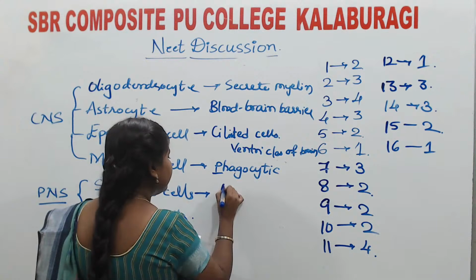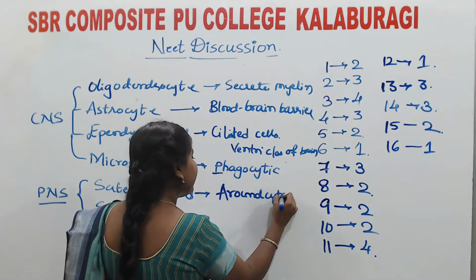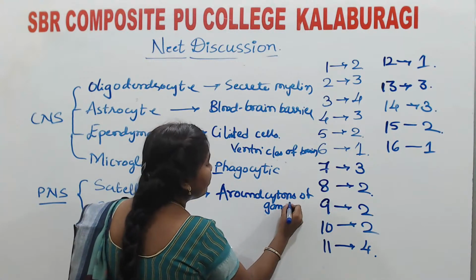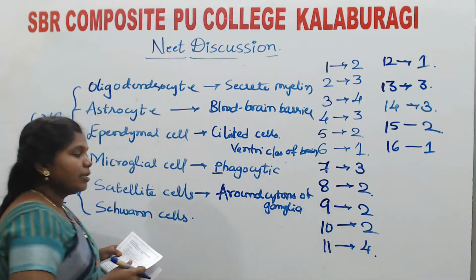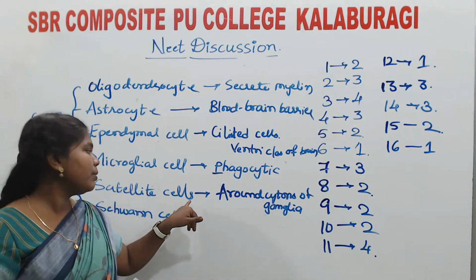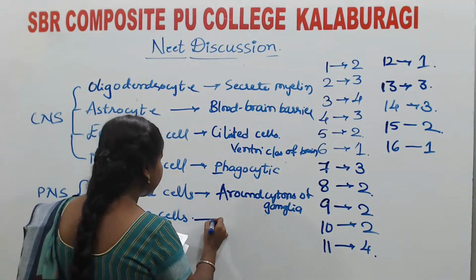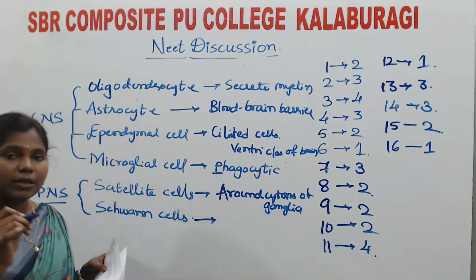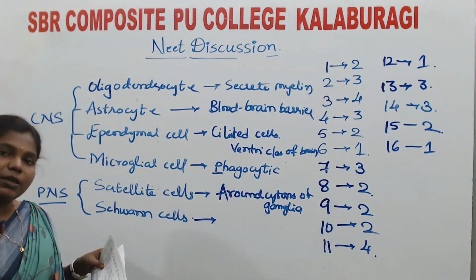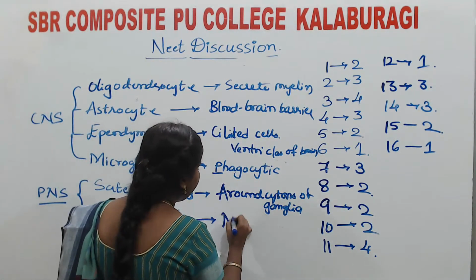The option they have given is present around cytons, nothing but the cell bodies of ganglia. A group of neurons present in the peripheral nervous system is a ganglion. Around that only these satellite cells will be present. And the next one they have given is Schwann cells. These are also present on the neurolemma, or axonal membrane, of the neuron, and they have given the option like neurolemma.